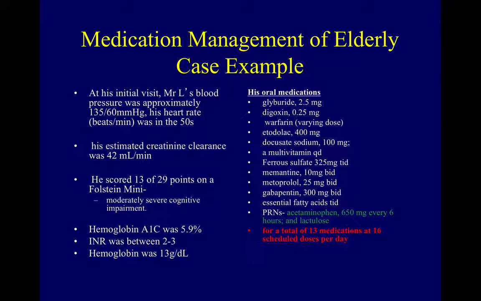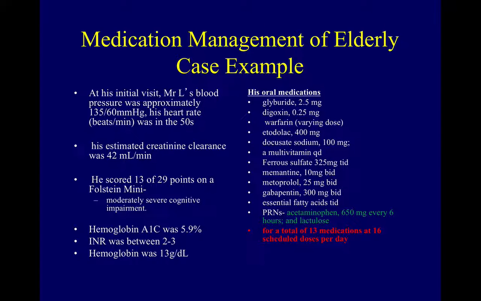Here's an example of another patient. Look at this patient. This patient is an elderly gentleman in his 80s, and he has a blood pressure of 135/60, and a heart rate that's very low. He has a creatinine clearance of 42, and anything below 60 is starting to approach stage 2 kidney disease. And he has cognitive impairment, and look how low his hemoglobin A1C is. So if we take a look at him, what are some Beers criteria drugs he's on? Take a moment to look.